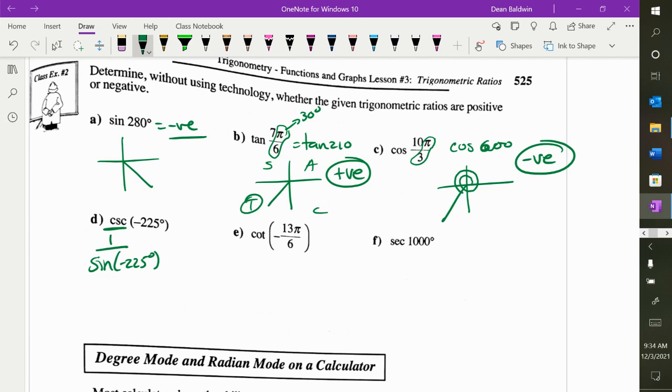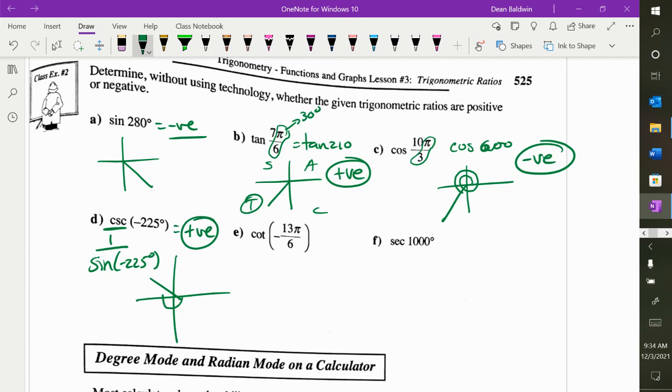Negative 225. What quadrant am I in? Second, because we went in the negative direction, right? So we're there. Is sine positive or negative in this quadrant? Positive. Therefore, 1 over sine will be? Is it positive or negative? It's positive, because just because you take the reciprocal doesn't change the sign.